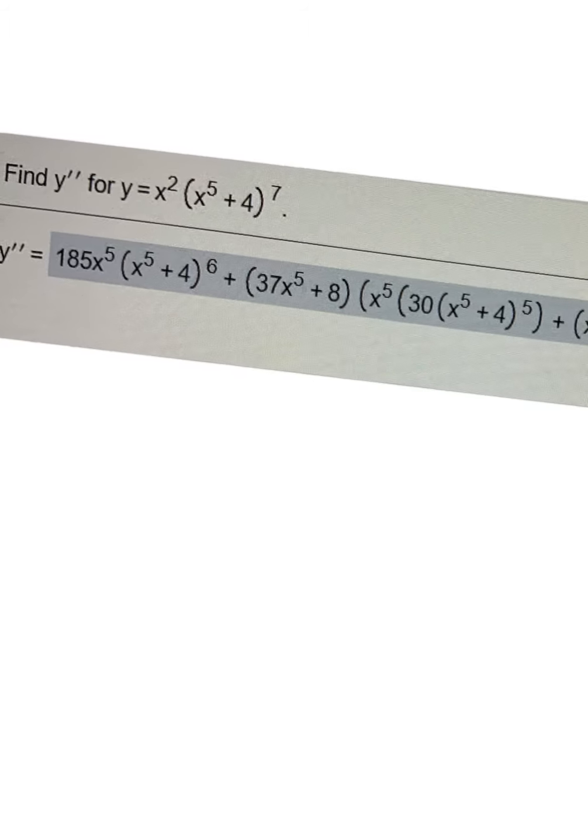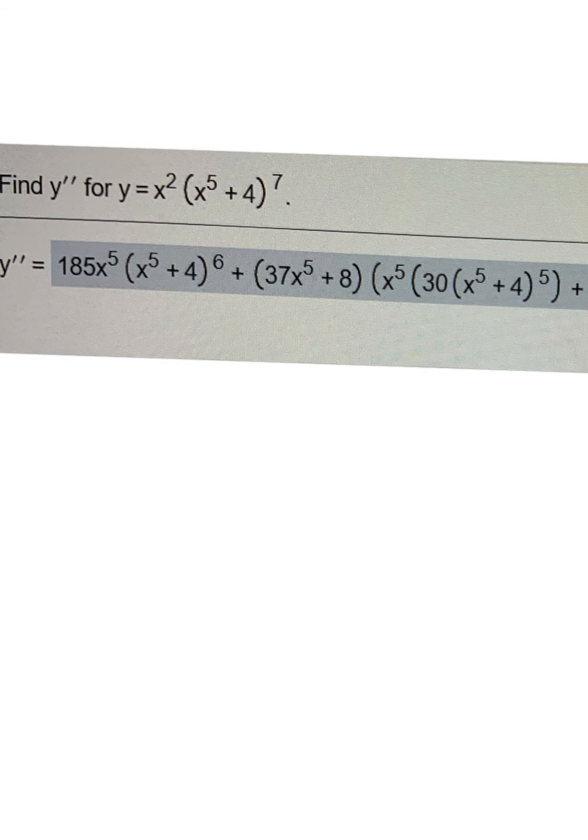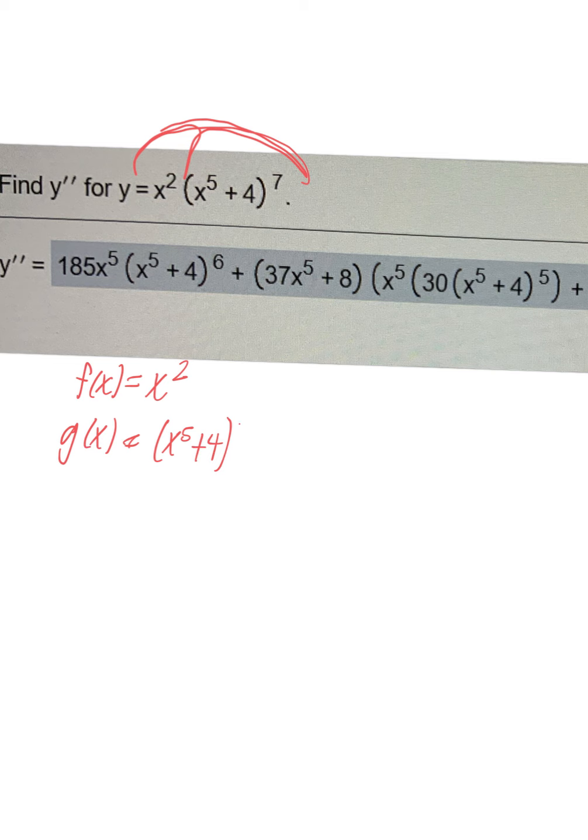Okay, calculus. I was skimming through this, and we saw this problem, and we're like, whoa, can you work that? This is a very easy problem. In fact, all it is, you've got a product rule right here. Your f is x squared, and your g is x to the 5th plus 4 to the 7th. So that's going to require a chain rule.